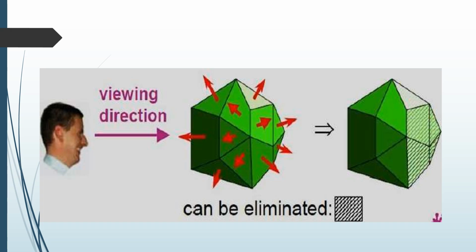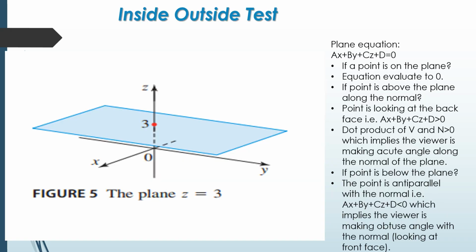So this is what is known as the inside-outside test, which can be applied both ways using the plane equation ax + by + cz + d. If the point is on the plane, the equation evaluates to 0, and if the point is above the plane along the normal, we are looking at the back face. So ax + by + cz + d is more than 0, or you can say the dot product of v and n is more than 0, which implies the viewer is making an acute angle with the normal of the plane, which means that this is the back face.